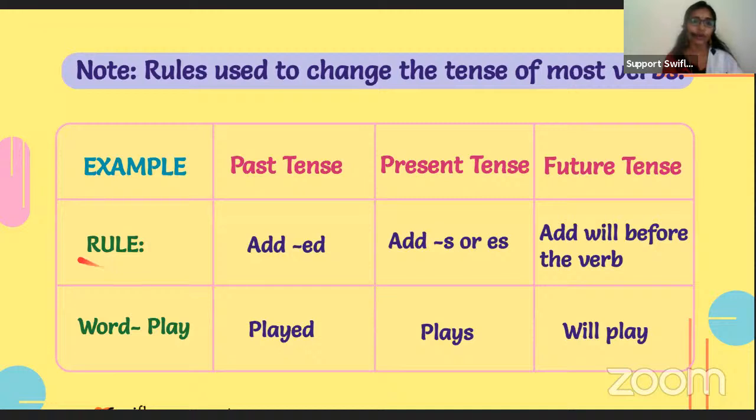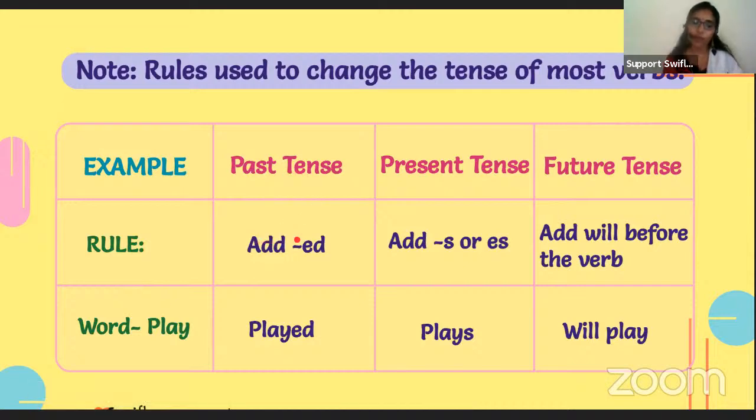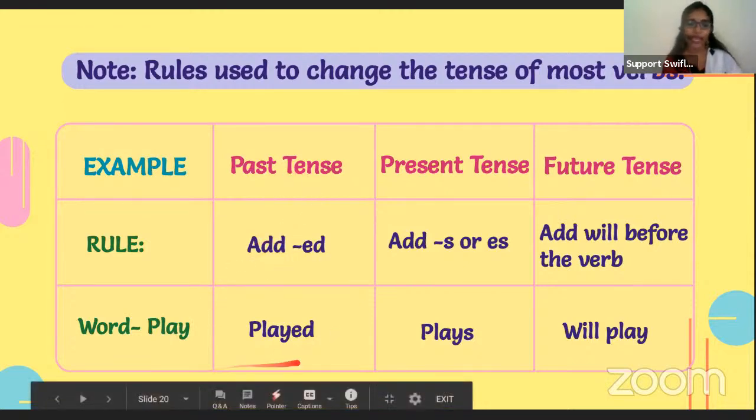The rule is, in the past tense, we will be adding ed. In the present tense, what will we add? s or es, based on the words. And in the future tense, we will add a will before the verb. So now we have the examples here. The word is play. That is the verb, the action we are going to say. In the past tense, we add ed with the verb. So play, ed, played.